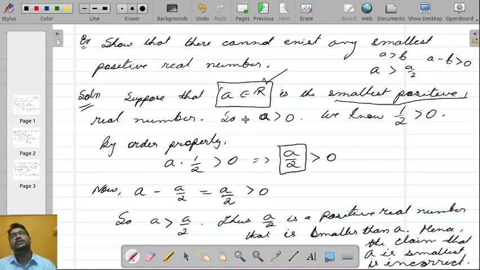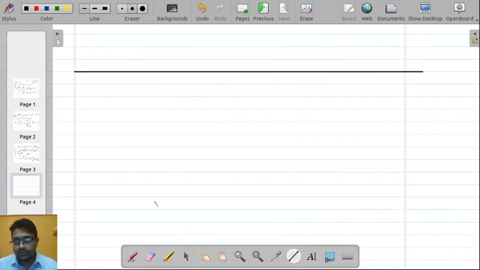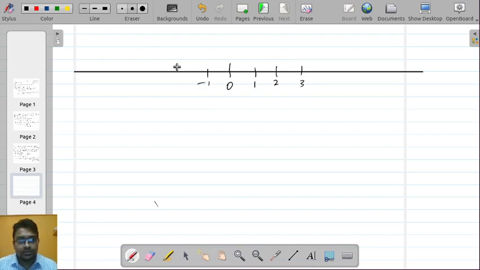Okay, then I will get a number which is smaller than the number that you are claiming to be smallest. So we cannot find the smallest positive real number. That is the thing. So in terms of this number line, here we have 0, then 1, 2, 3, like that. Here we have the negative numbers, minus 1, minus 2, minus 3.